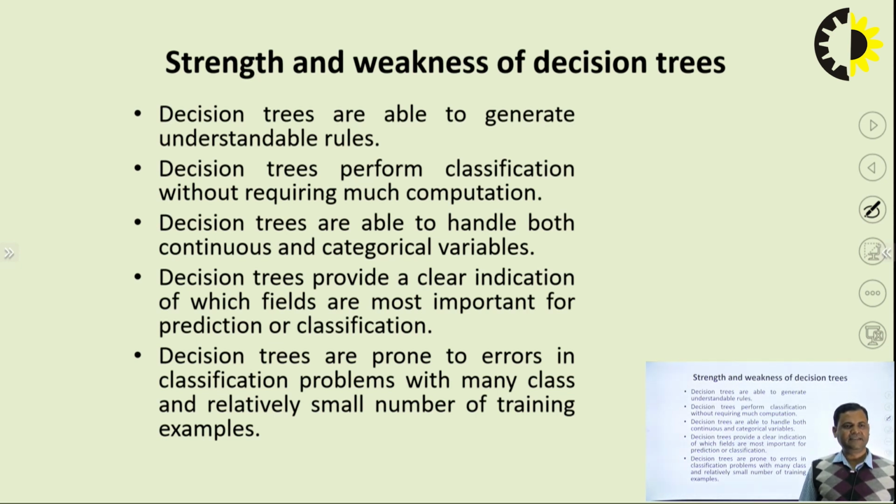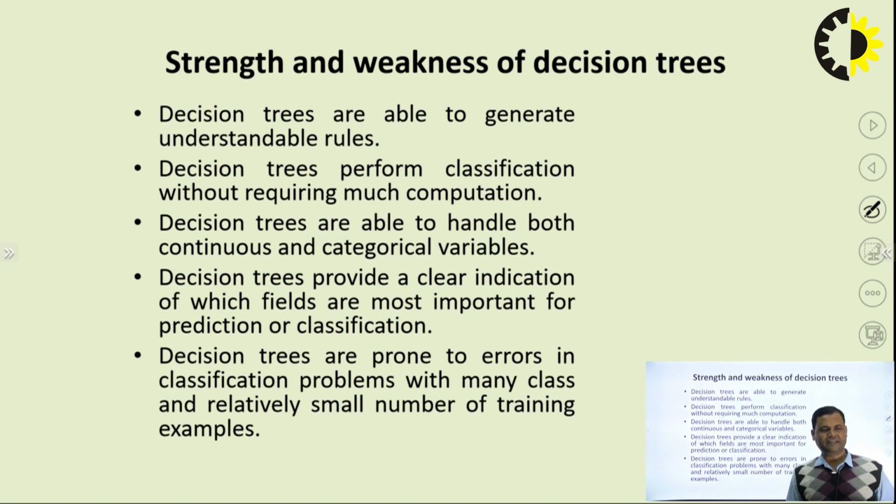So decision tree provides a clear indication of which fields are most important for prediction or classification. If we are applying the decision tree, it provides a clear remark over which fields are the most important for the prediction or classification. The most important things will be selected for the classification or regression task, and that can be chosen as the root node or leaf node according to their value of proximity.